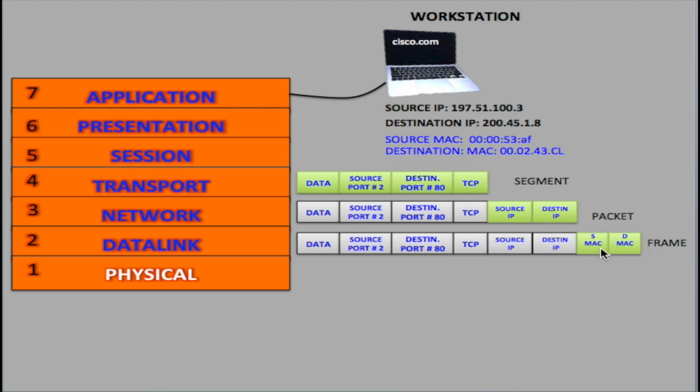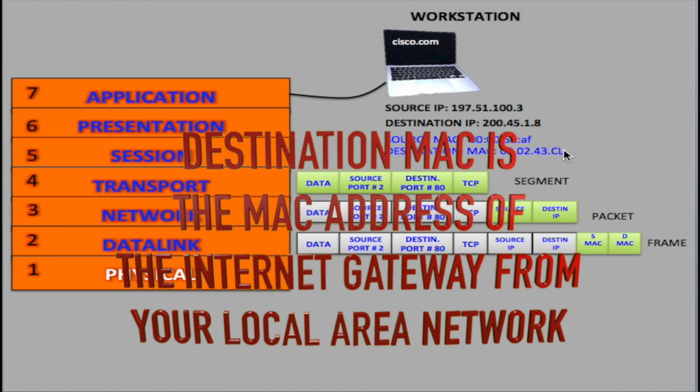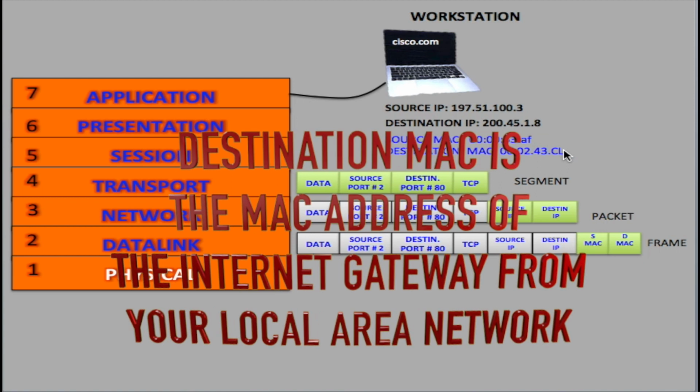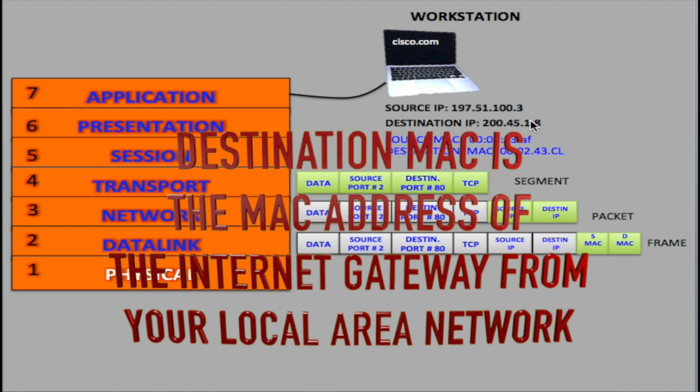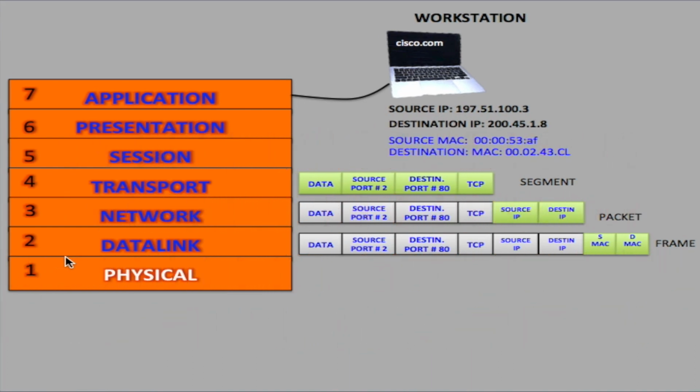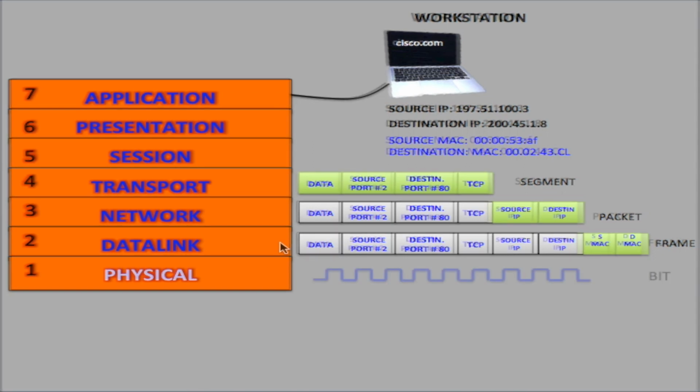Now the source MAC address is the MAC address of the workstation. This is the source MAC address here. The destination MAC address is not the MAC address of the web server. I also want to let you know that network cards and switches communicate at the data link layer. Just keep in mind that all network cards and switches communicate at the data link layer, okay?